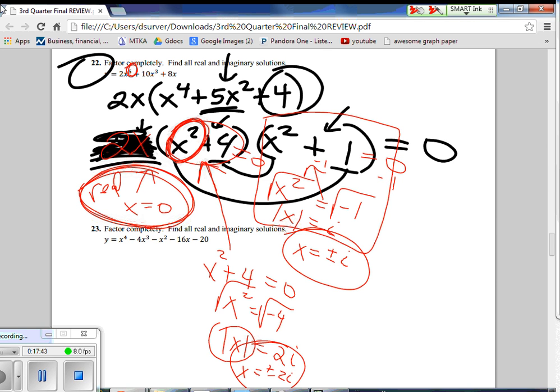But don't forget that these count for 2. That's plus i and minus i. And this is plus 2i and minus 2i. So those are 2 each. Makes a total of 4 imaginaries. Okay, so that one, I never even needed the calculator.